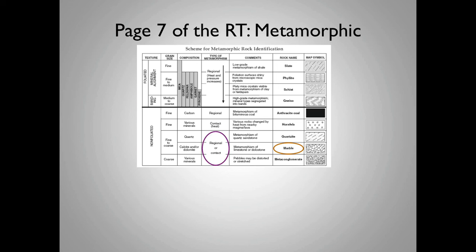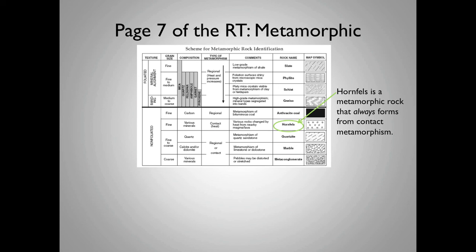The other one, and they can form by regional and or contact metamorphism. So we're going to go into more detail with this when we study Earth history and we talk about the differences between those two types of things and how rocks get changed in the story of their experience.